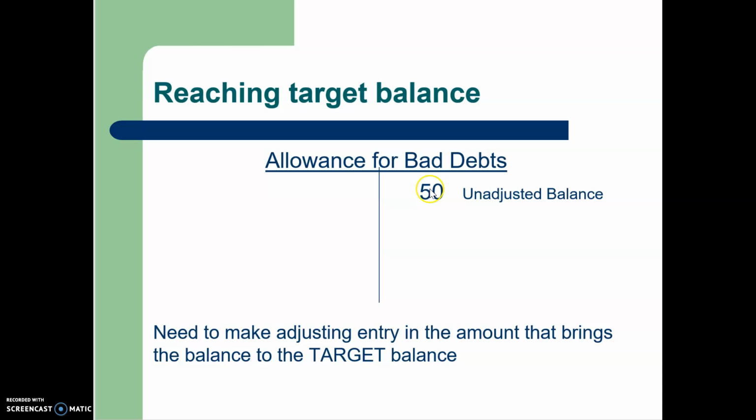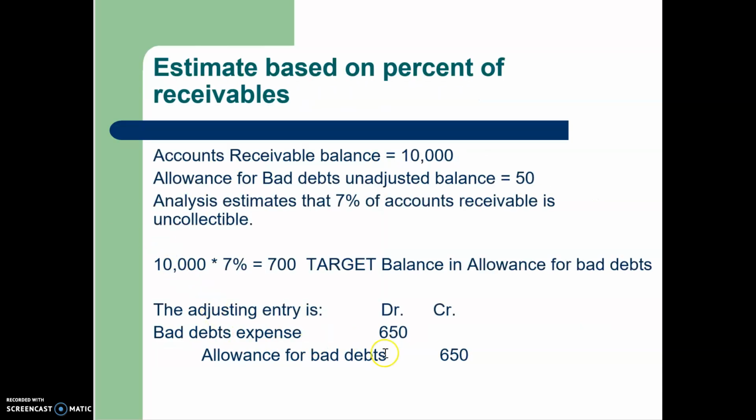So to go from 50 to get it to 700, we need a credit of 650. So we are going to make our journal entry for 650. Debit bad debt expense 650, credit allowance for bad debt 650. So the 650 is going to be reported on the income statement, right? This bad debt expense will be shown under operating expenses on our income statement.